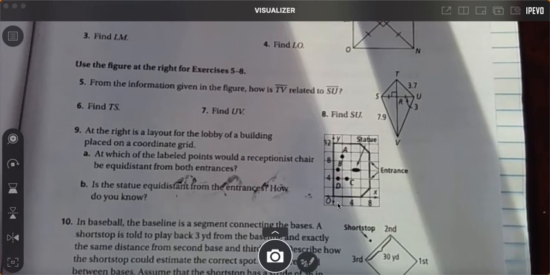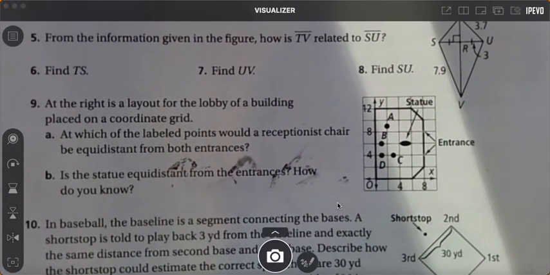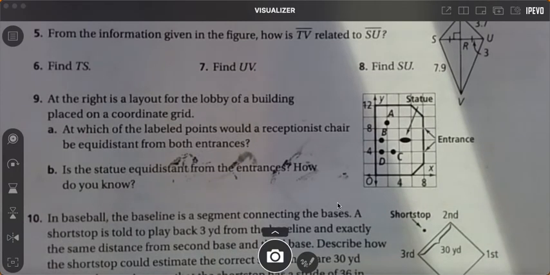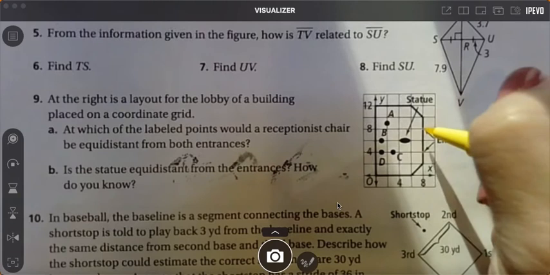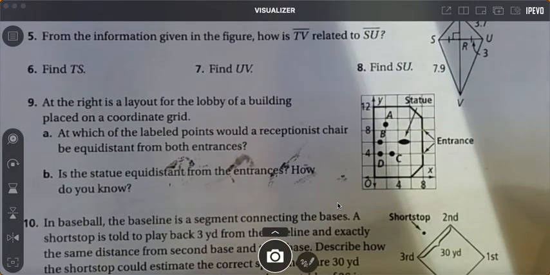There is a picture on here. I know you don't have to do number 9, but this is kind of like one that would be on the study guide or test, and I can actually draw on this one. So it says, they give you a picture, and you've got points A, B, C, and D. Y'all, it should just be obvious and common sense. Which one of those points would be a good spot for the receptionist to be where it's equidistant from both entrances? Do y'all see this is an entrance and this is an entrance? Which spot would the receptionist desk need to go to? B.